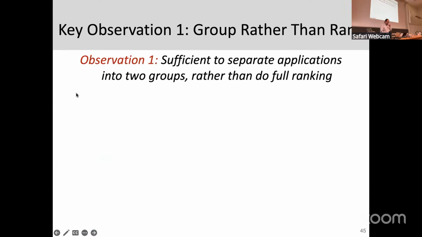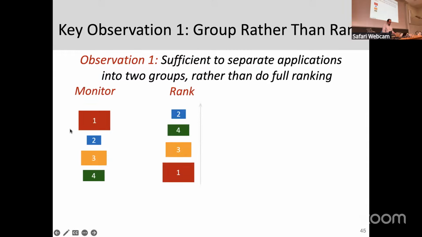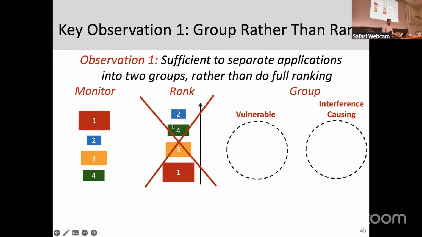The key observation here is that we don't need to do full ranking in many cases. It's sufficient to separate applications into two groups rather than do full ranking. We do monitoring, and then we don't rank them. We group them into two groups: vulnerable and interference-causing. Some applications, for example with random memory accesses that we also discussed in the previous work, are much more vulnerable to interference. And some applications with streaming accesses cause a lot of interference. So you can group them nicely like this, and then you try to prioritize vulnerable over interference-causing applications.